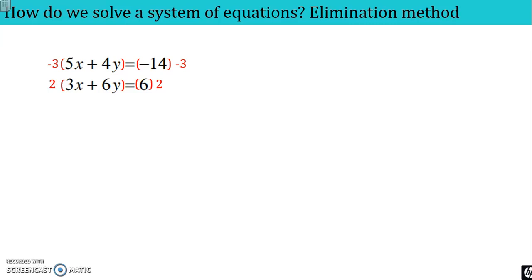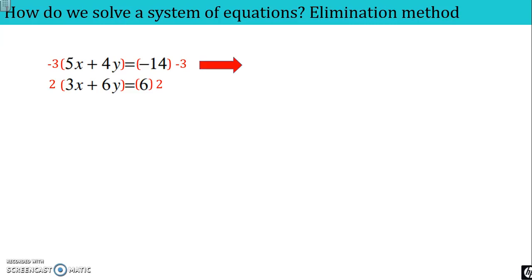Is this the only way to achieve opposite coefficients? No. Some of you may have wanted to create opposite coefficients here. You can do that too. There's many different ways to do this, so long as you're creating opposite coefficients. So once I've decided what I'm multiplying each equation by, I have to make sure that I multiply correctly and that I keep the equation balanced. So if I'm multiplying the top equation by -3, I have to make sure that both sides of the equation get multiplied by -3 and that all of the terms get multiplied by -3.